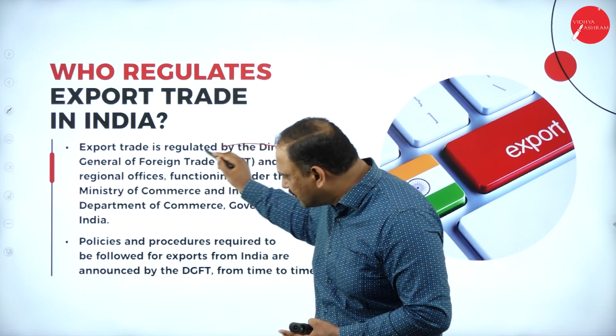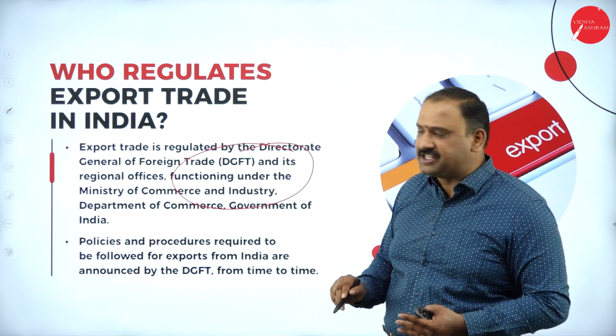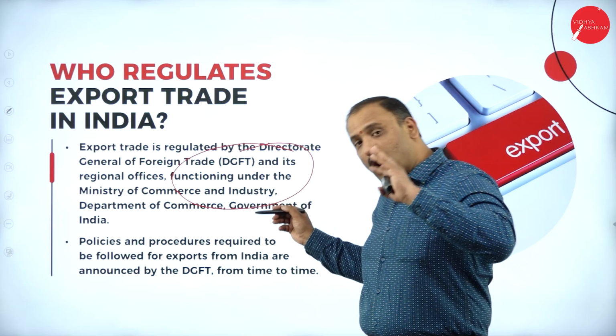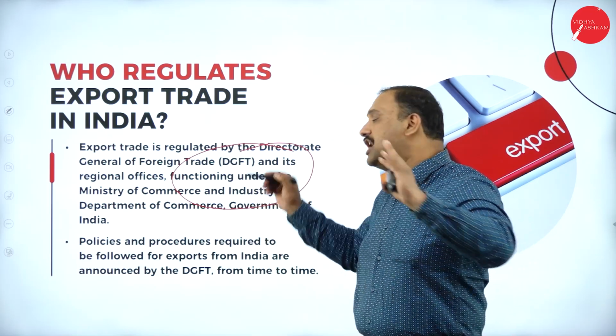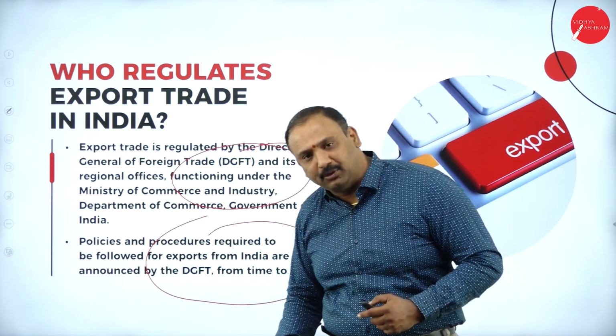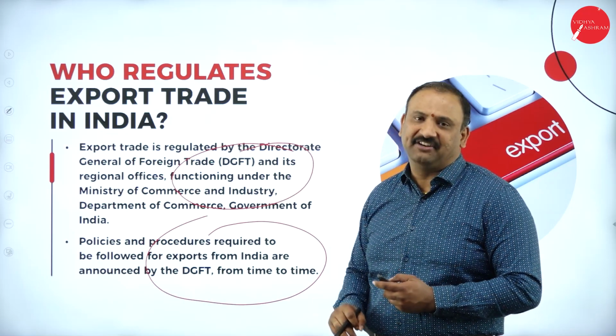The Director General of Foreign Trade is the regulatory authority of the foreign trade business in India. It is located in Delhi and is the control factor here. All the policies and procedures for foreign trade are issued by the DGFT from time to time. So the Director General of Foreign Trade is the final authority when it comes to international trade.